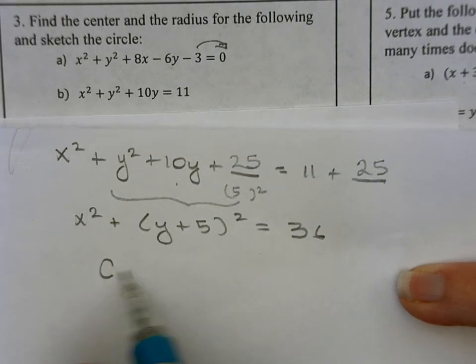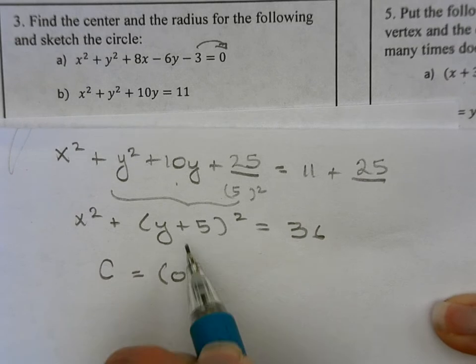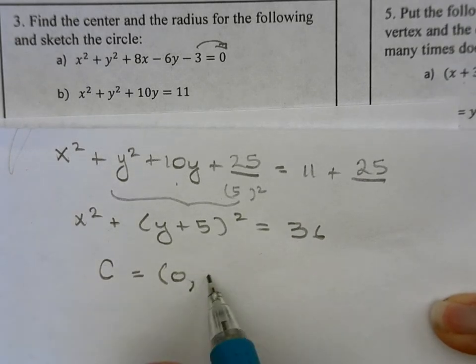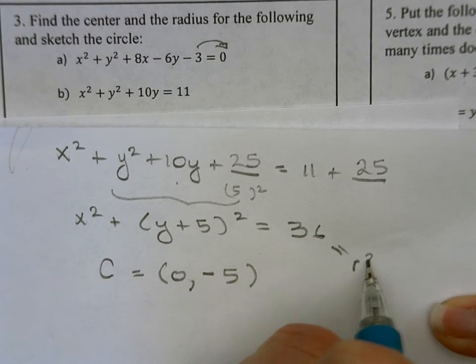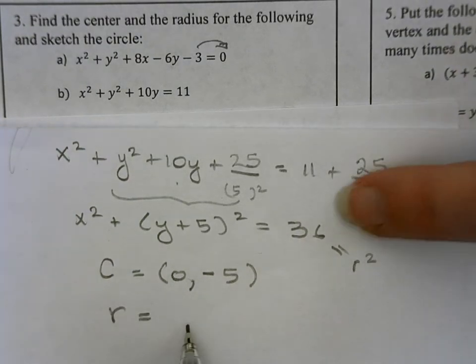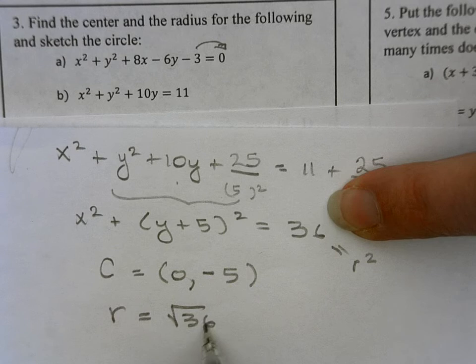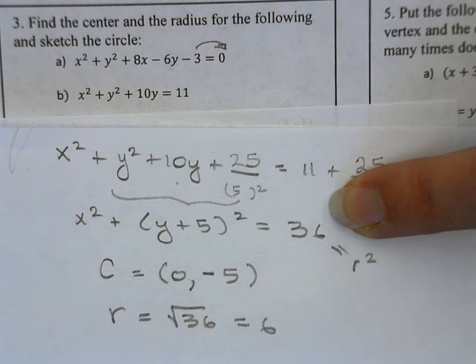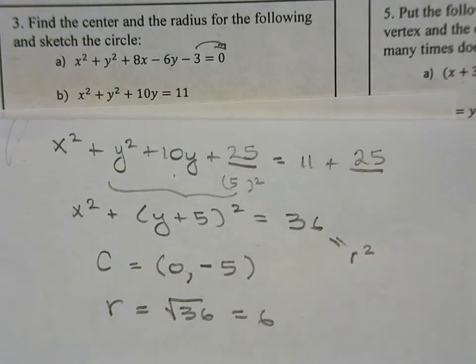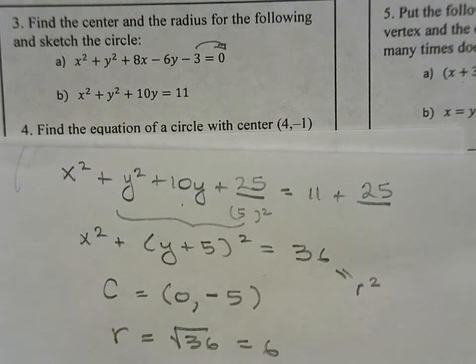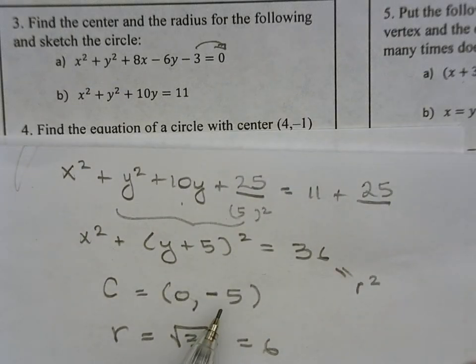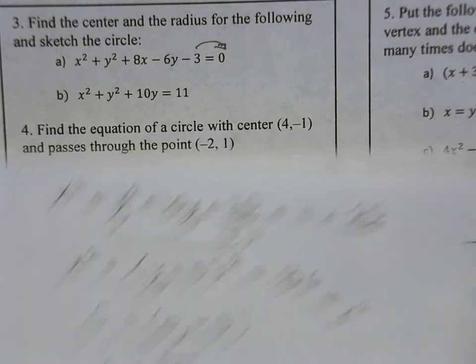So then for my center, I'm adding nothing to my x, so that would be 0. And then my k value here would be -5, so it's (0, -5). This is the radius squared. So the radius will be the square root of 36, which is 6. Okay. And I'm not going to graph that one, but you would just plot your center (0, -5), and then go up, down, left, right, 6, and then connect to get your circle.